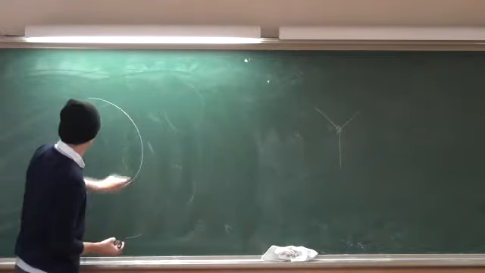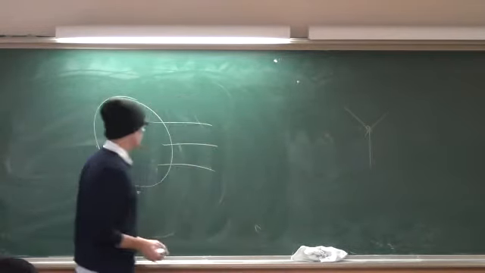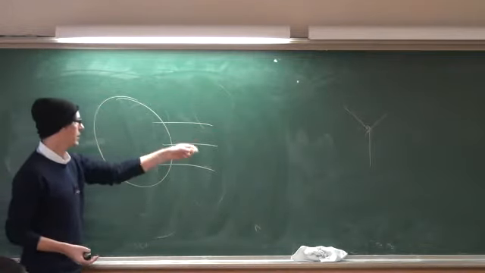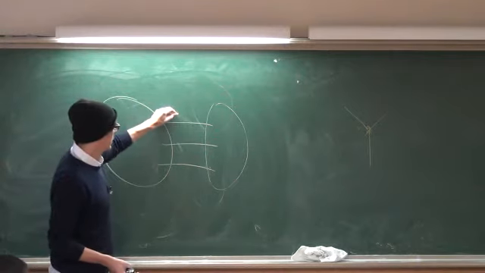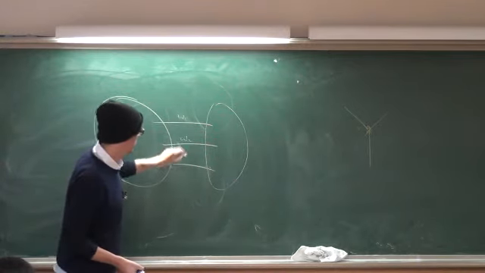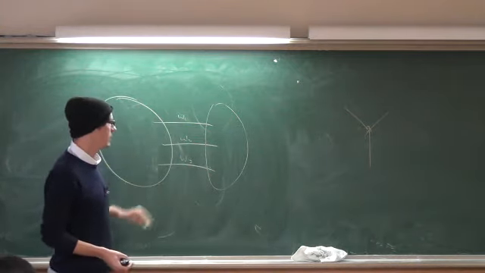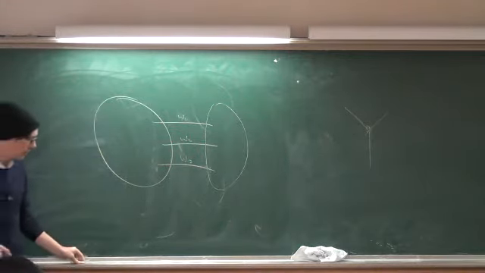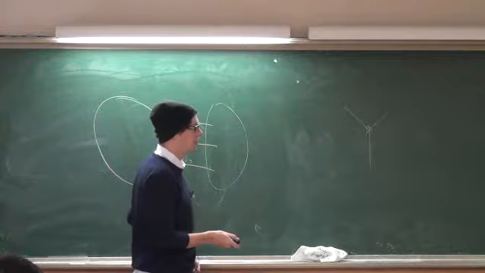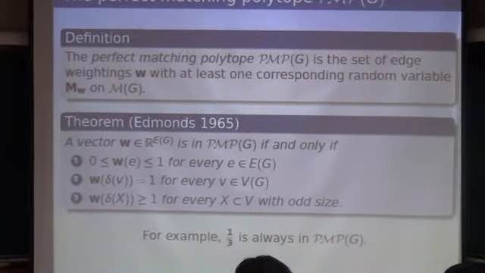And the final thing is that every time you have an odd cut, a perfect matching is going to have to cross this cut at least once, just because of a parity argument. So if you add the weights on the edges of an odd cut, then you get at least weight 1. For example, the uniform vector 1/3 is always in the perfect matching polytope, and you can easily confirm that.